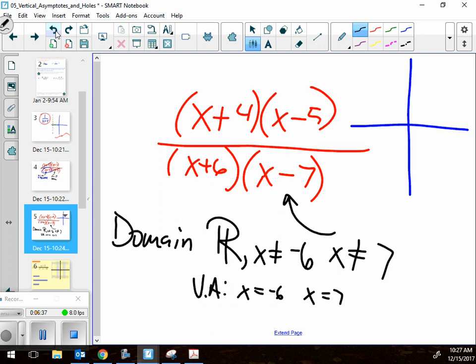There was nothing canceling here, so there's no holes. So they were both asymptotes. And if you had a question that said hole, you'd say none. There just isn't a hole in this one.